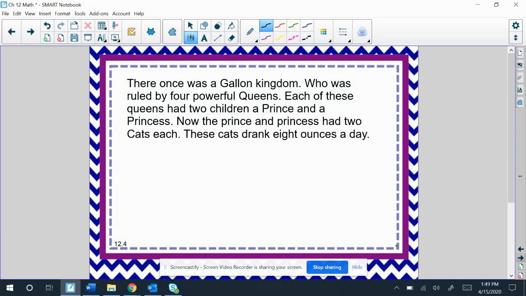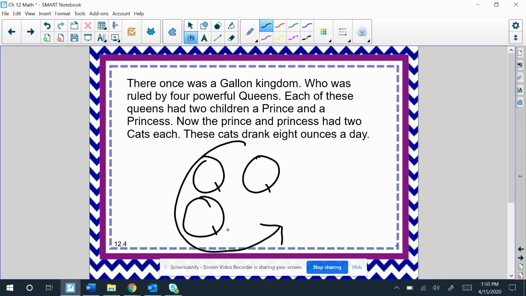Okay, so I have a gallon kingdom, 4 powerful queens, a prince and a princess each, and each prince and princess had 2 cats. Don't forget that each cat drinks 8 fluid ounces a day. I do not have enough space to do the 8, but if you do have space, it would look something like this. Okay, now that we've refreshed our memory on what the story is to help us, let's do some problems.